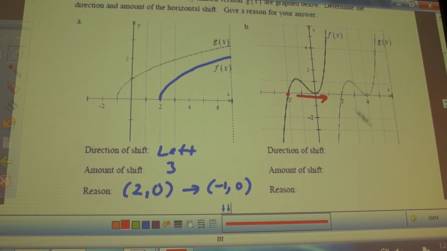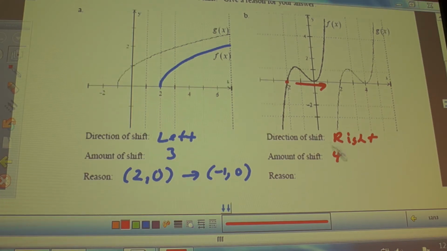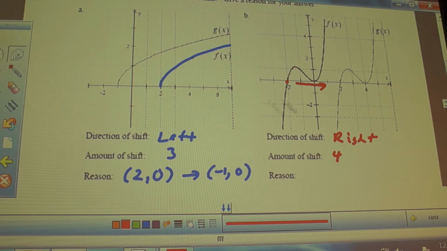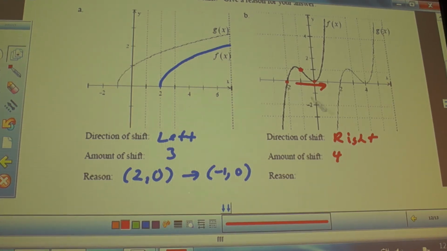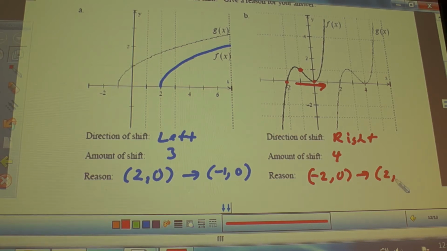1, 2, 3, 4. So it went 4, and I think it went to the right, but you could have said this was original, went to the left, that's fine. Either way is okay. The reason is, pick a point and then say where it went to. You could pick any one of those 3 points and say where it went to. Everybody follow me? So I'm picking this point, I'm saying that negative 2, 0 went to 2, 0. But you could have picked any one of those spots.